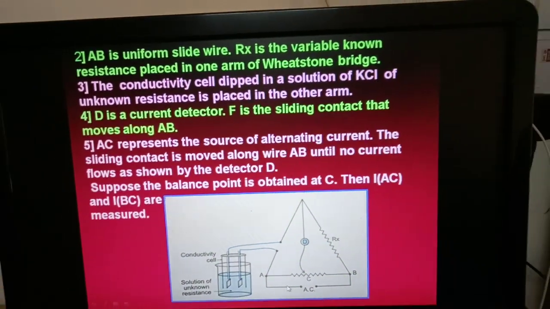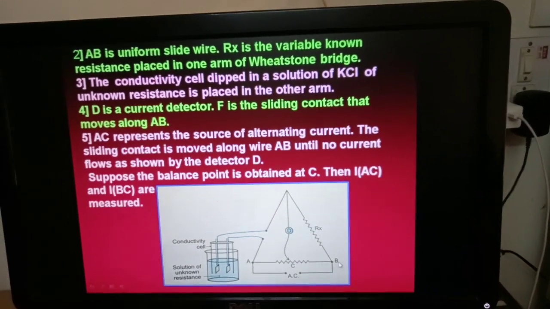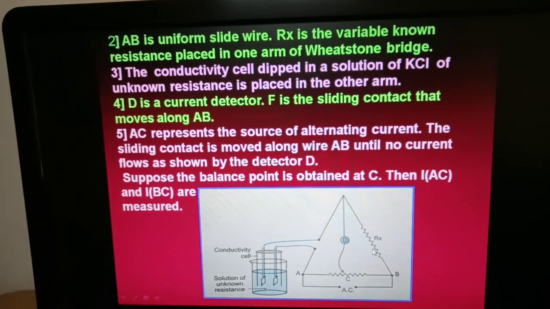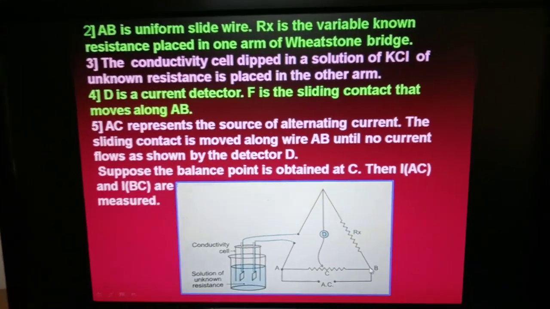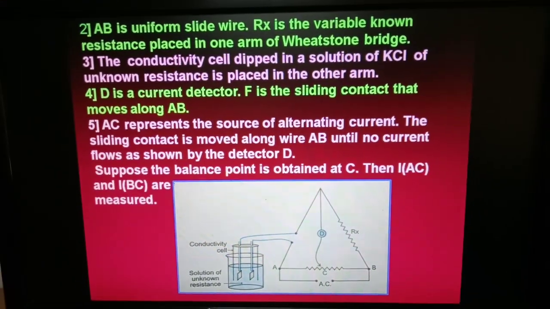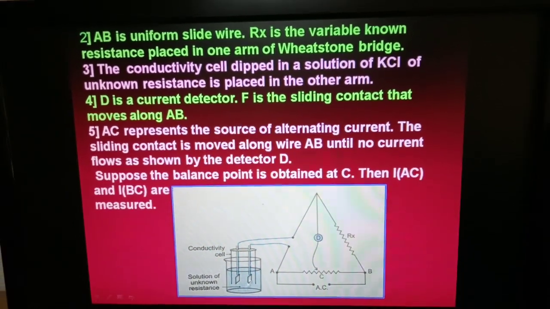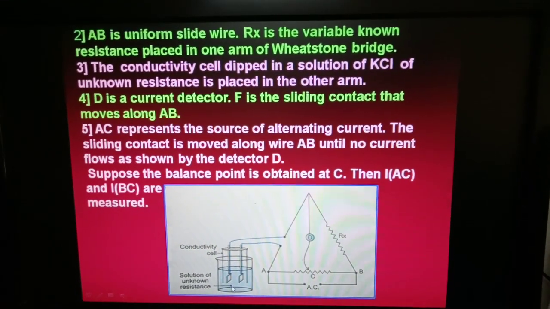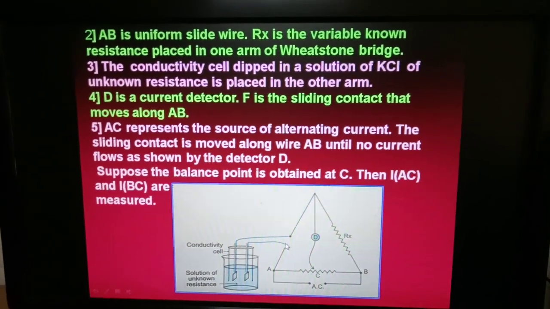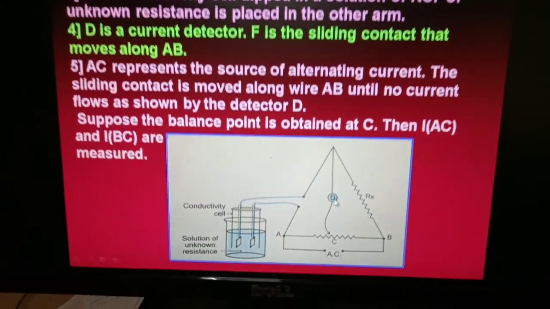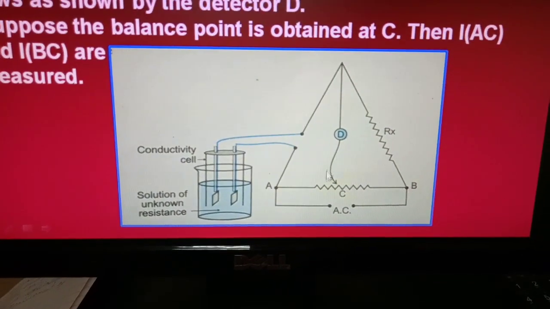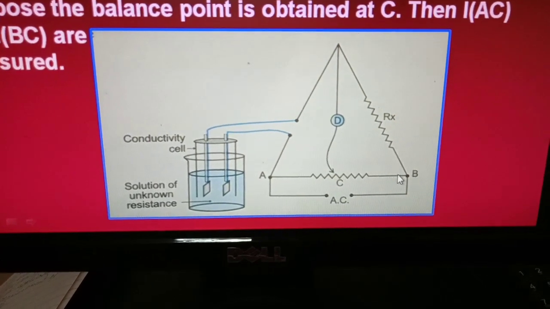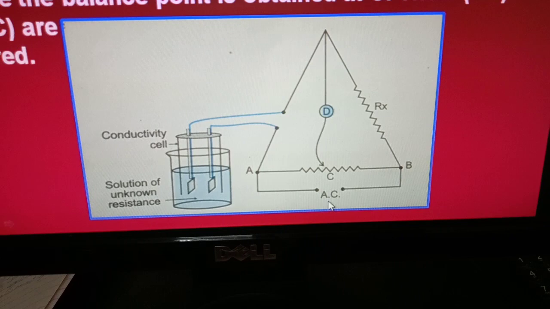Now in the figure we find AB is a uniform slide wire. Rx, which is a variable known resistance, is placed in one arm of the Wheatstone bridge. The conductivity cell dipped in the solution of KCl of unknown resistance is placed in the other arm. D is a current detector. F is a sliding contact that moves along AB. AC is a source of alternating current.